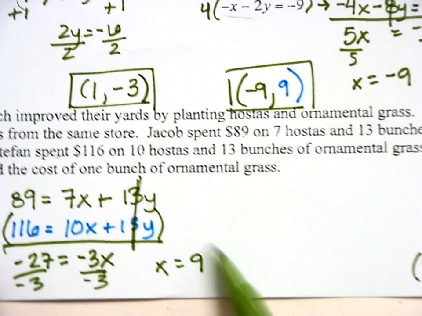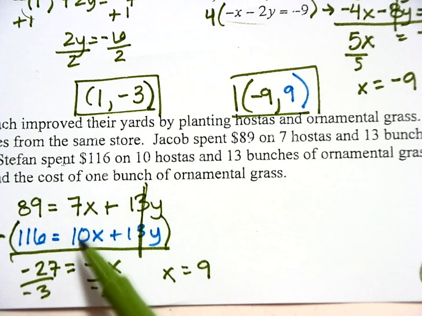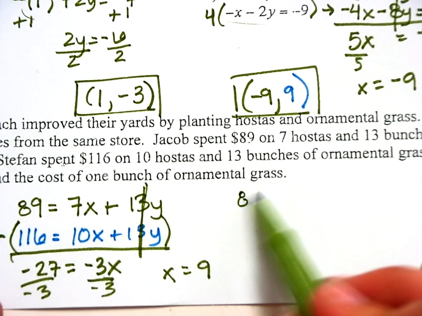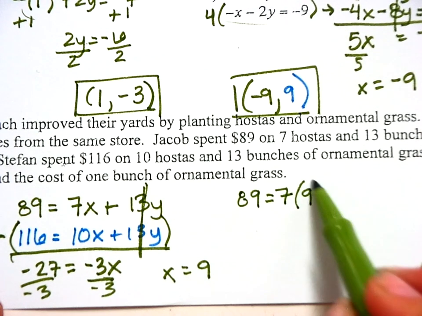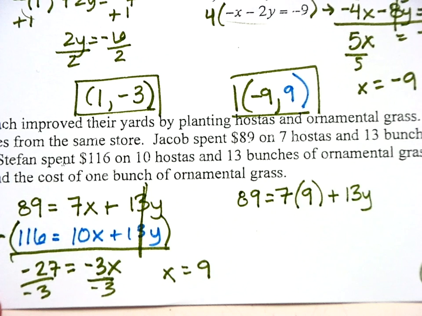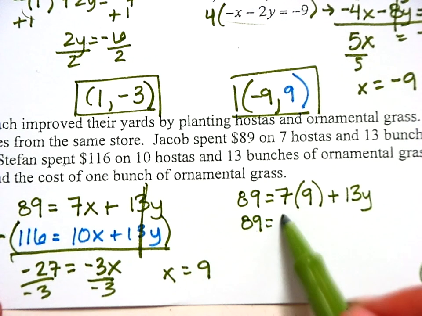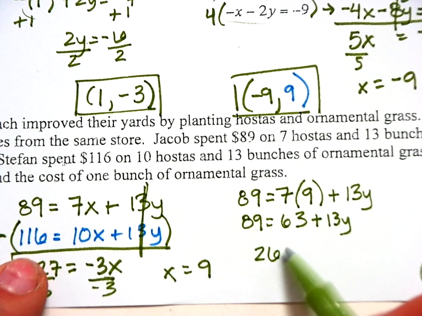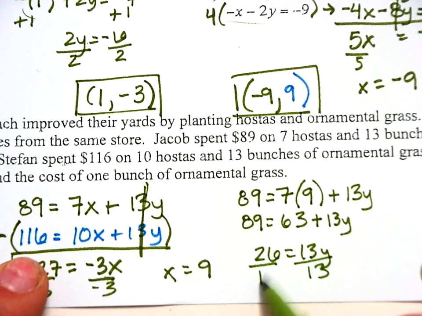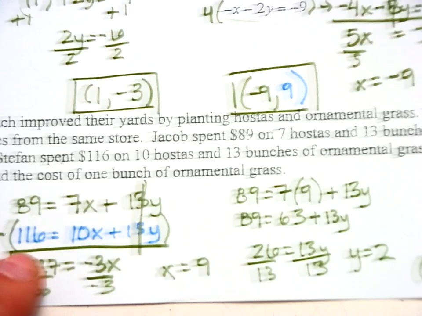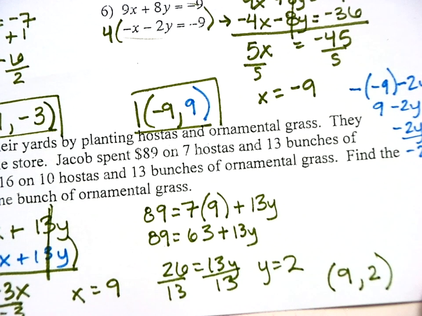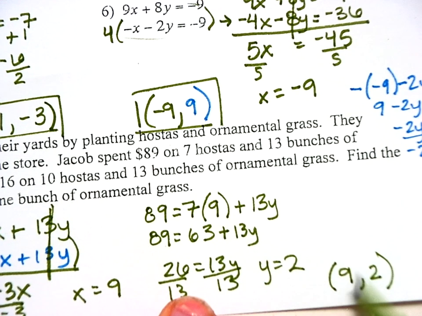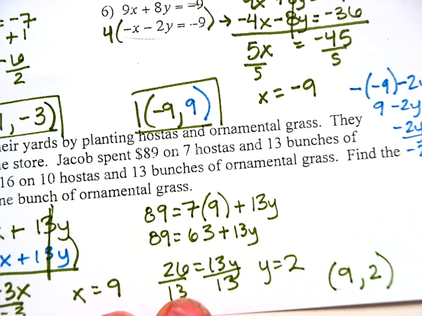Okay, then the easy part. We already know what x is. So take this x value and substitute it into either equation, doesn't matter which one. I'm going to pick the first one. So we're going to do 89 equals 7 times x plus 13y. All right, well, what's 7 times 9? So we have 89 equals 63 plus 13y. Subtract 63 from both sides. 89 minus 63 is 26. And then divide both sides by 13. So we get y equals 2 here. Okay, so that's our other part of our solution. Okay, so this means that the cost of one hosta, if that's pronounced correctly, is $9, and the cost of the grass is $2. So there's your solution.